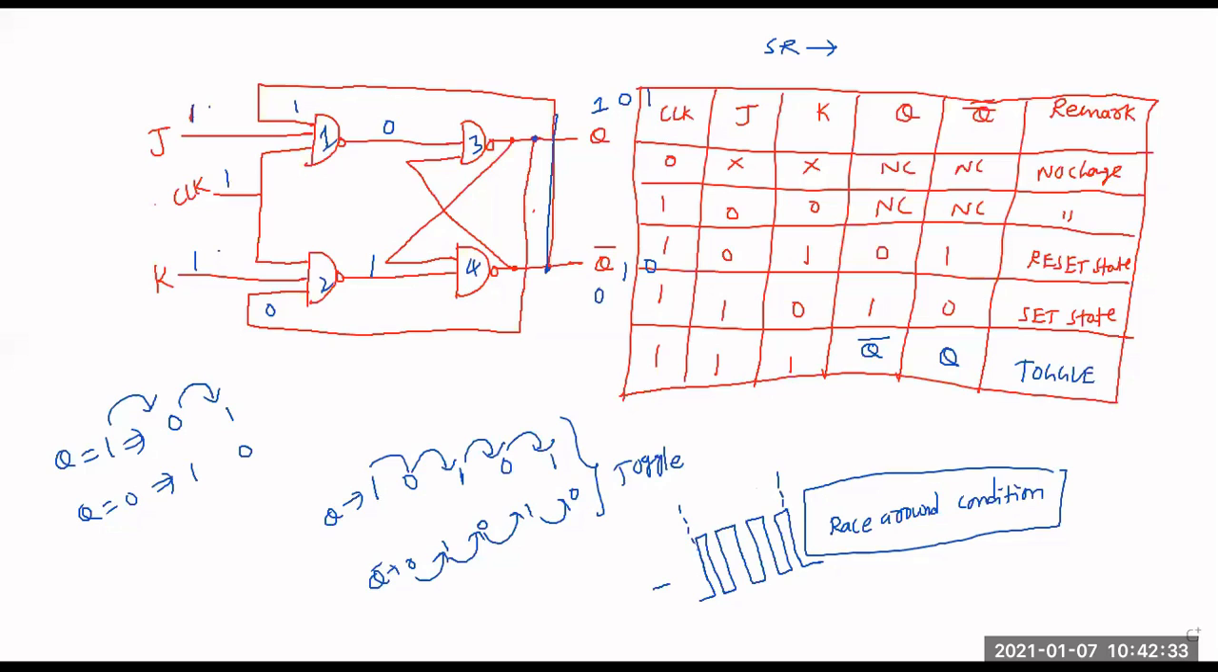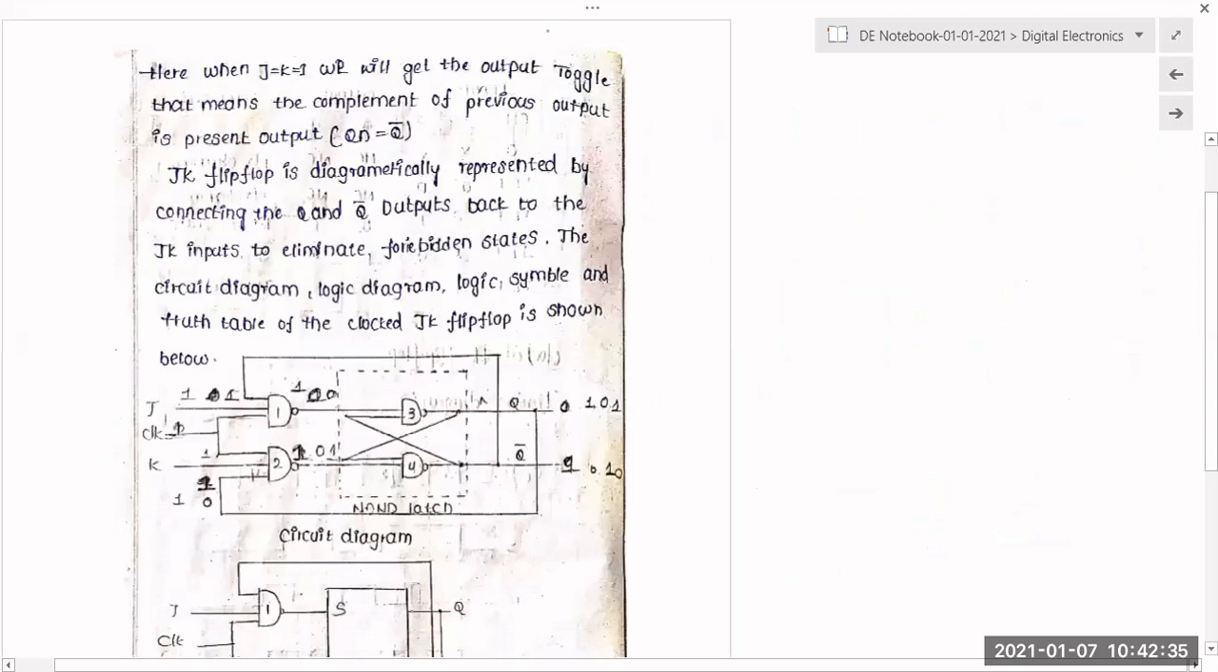So now we will see here. So here, when J value is 1, all the other conditions are the same, but only when J value and K value are 1, we will get the output toggle. That means the complement of the previous output. Okay, the next output will be the complement of the previous output.